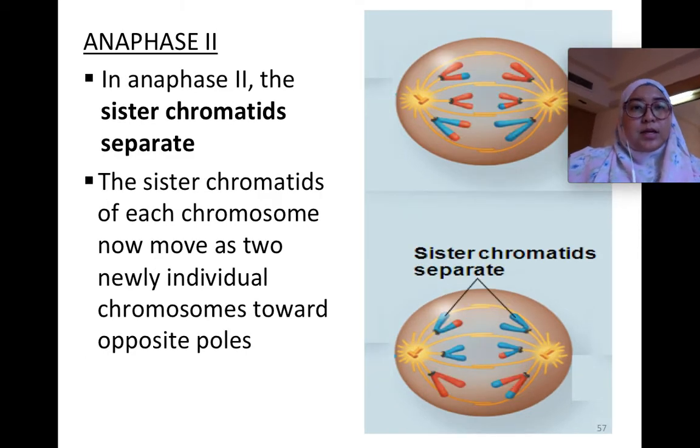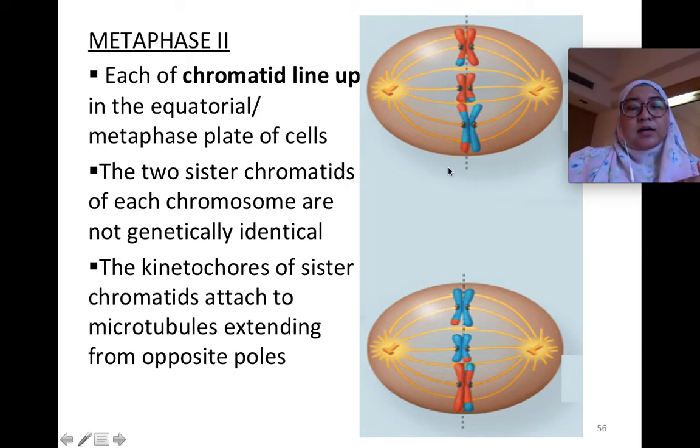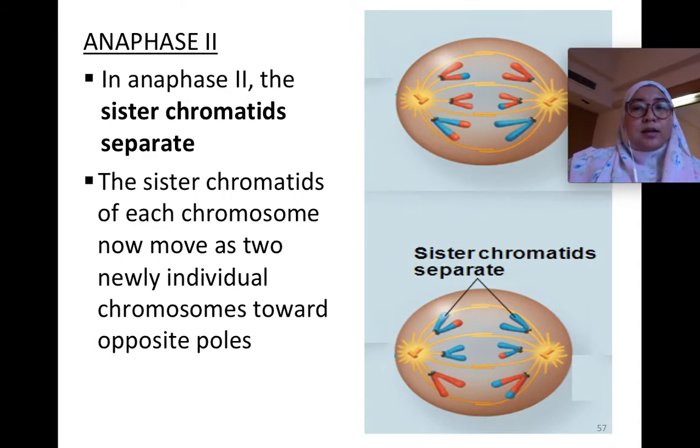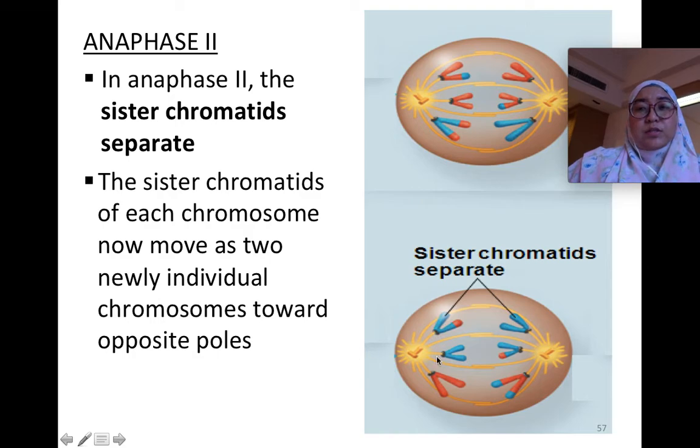poles. And next, after metaphase, so kata kunci untuk metaphase ni adalah dia line up dekat metaphase plate. Sama ada meiosis 1 ke mitosis ke meiosis 2 ke, semua waktu metaphase dia akan line up dekat metaphase plate. Alright, next we move forward to anaphase 2. So in anaphase 2, the sister chromatids will separate. Waktu ni lah sister chromatids akan separate and the sister chromatids of each chromosome now move as two newly individual chromosomes towards opposite poles. So dia dah bergerak ke arah pole yang berlainan. Satu kutub utara, satu kutub selatan.